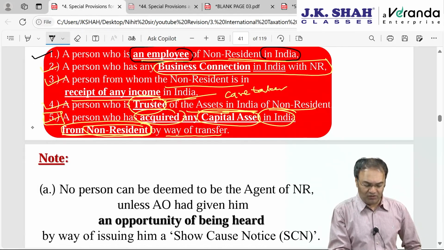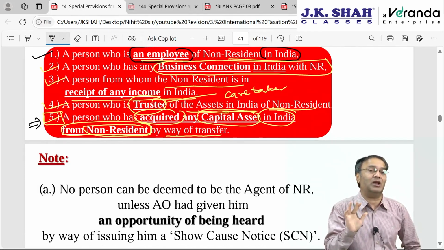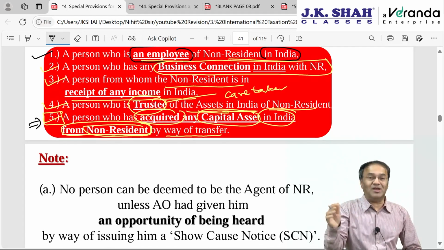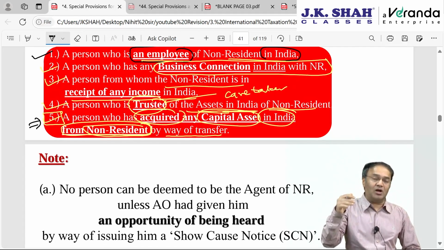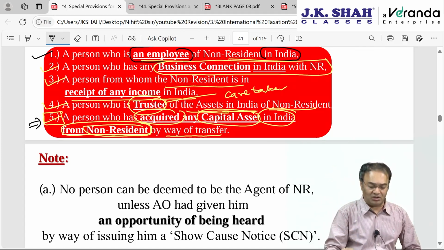So generally what we advise clients is to not make full payment to non-residents. Keep something pending for 1 or 2 years, or deposit that amount in some escrow bank account, and then that amount can be released to the non-resident after satisfaction of certain conditions.